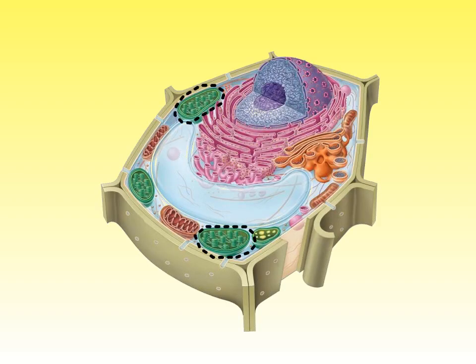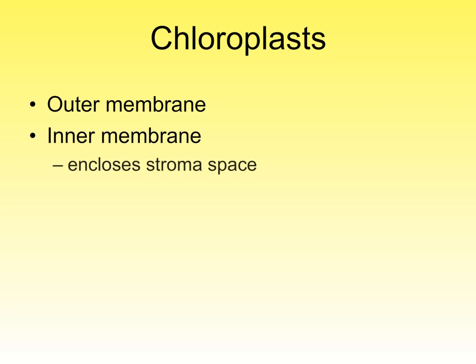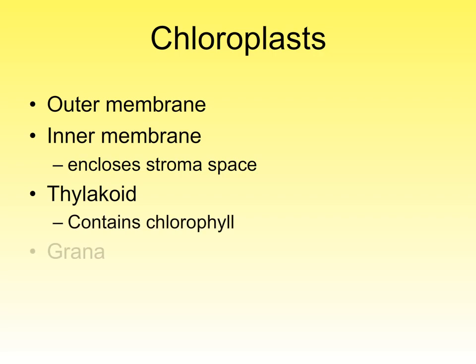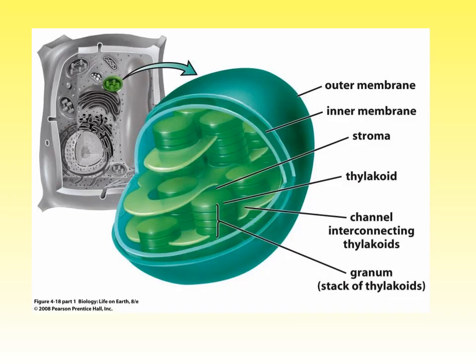The chloroplast is the site of photosynthesis and can be found in plant and some protist cells. Here are the chloroplasts. The chloroplast also has a double membrane. A space called the stroma is found within the inner membrane. Found in the stroma are thylakoids. Thylakoids are membrane pouches that contain chlorophyll, the molecule that captures light energy. The thylakoids are stacked on top of each other to form grana. This diagram shows the locations of the outer and inner membranes, the stroma space, and the thylakoids.